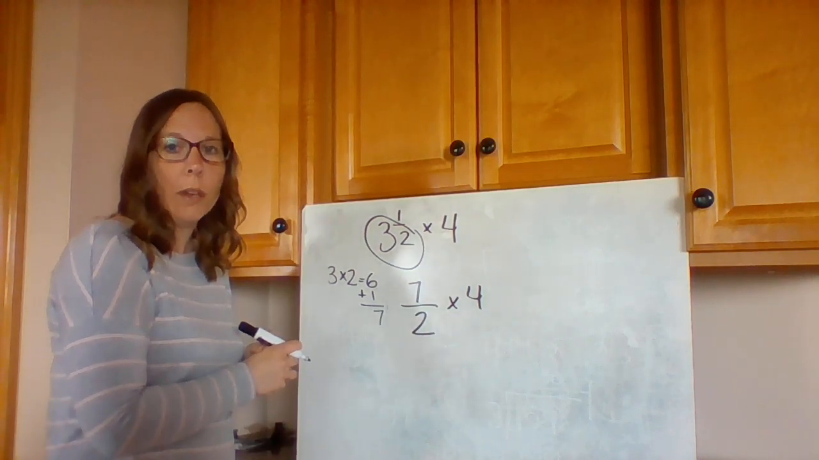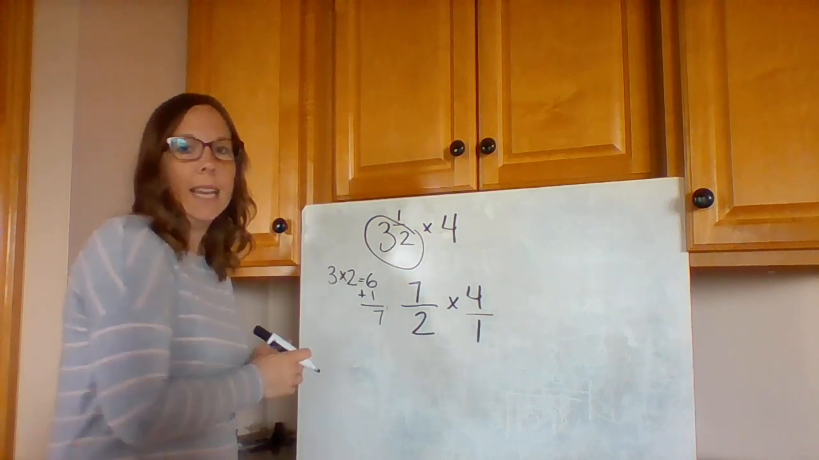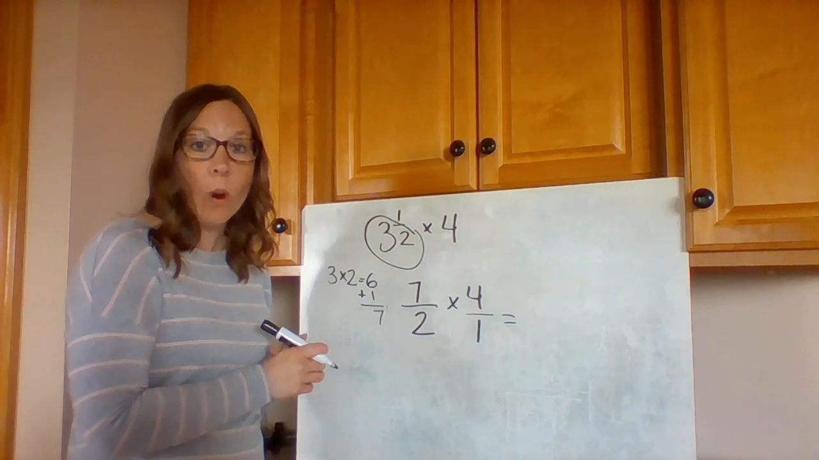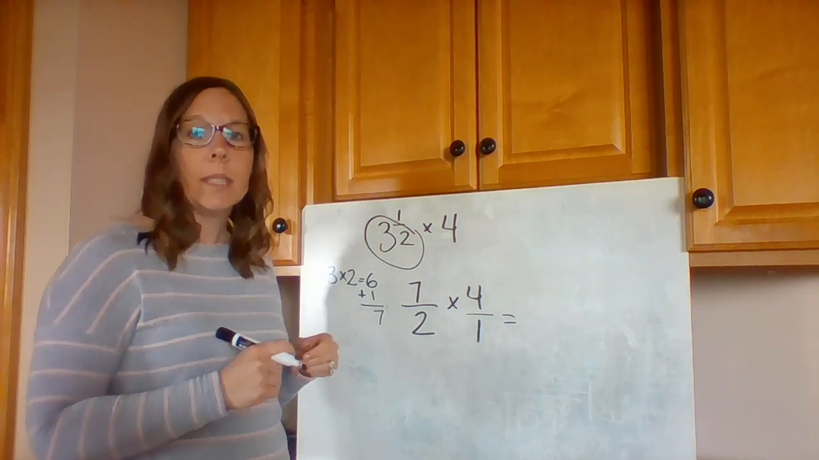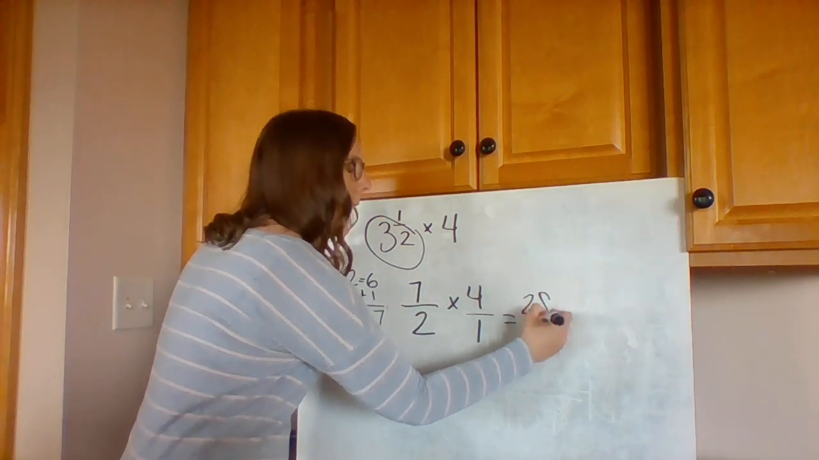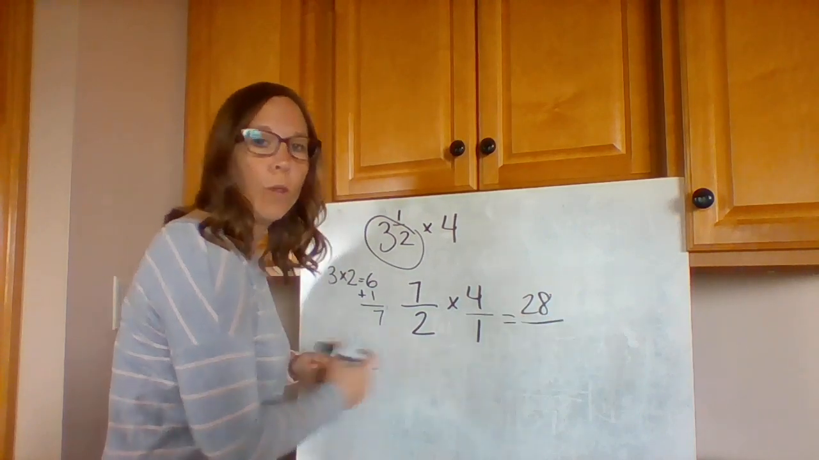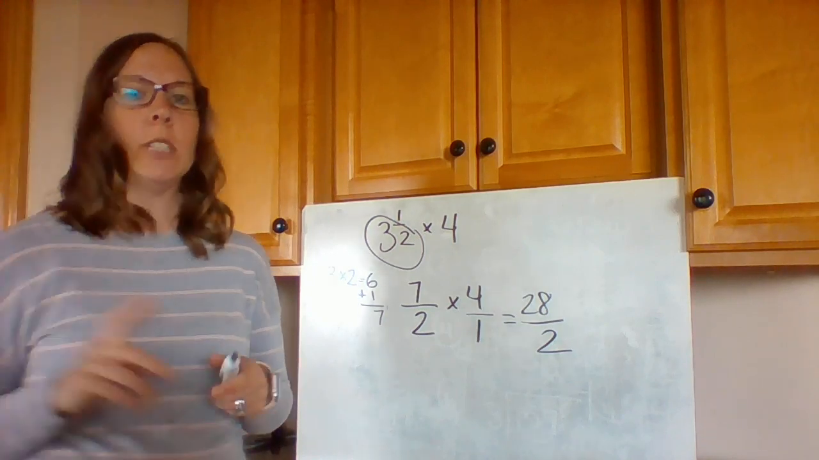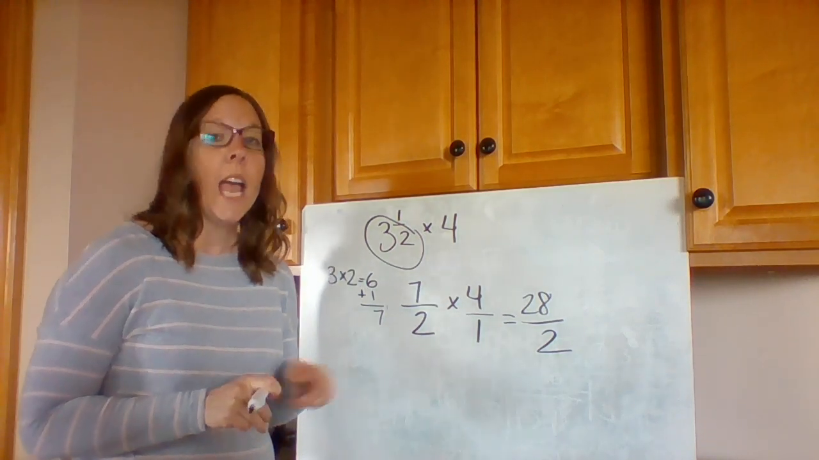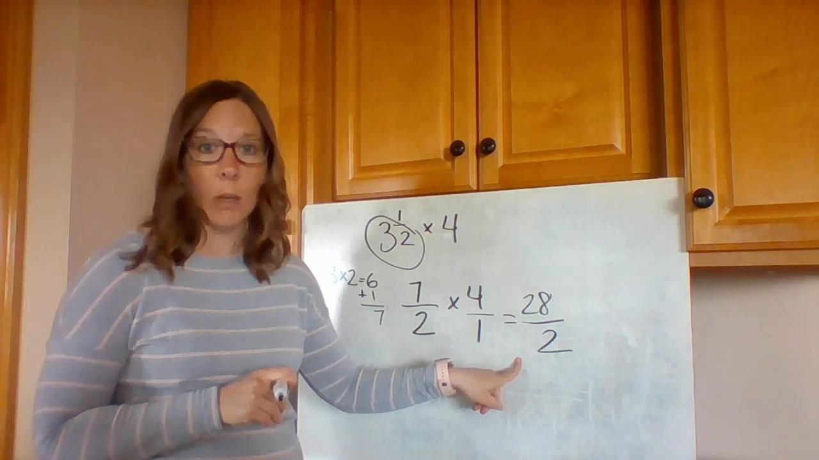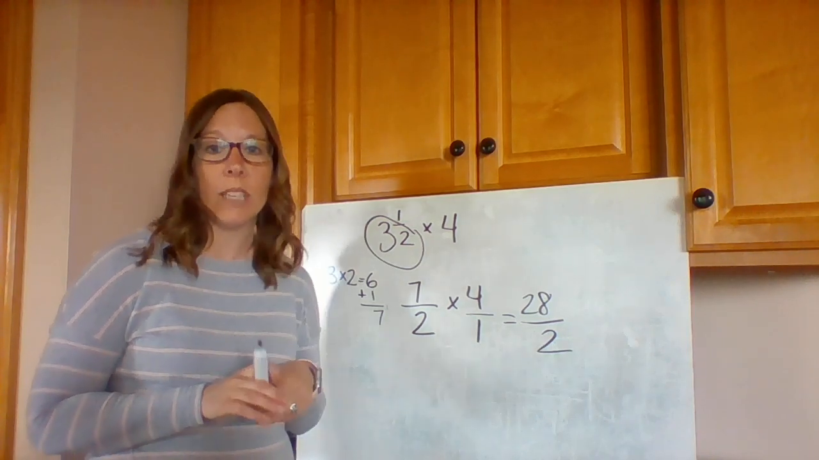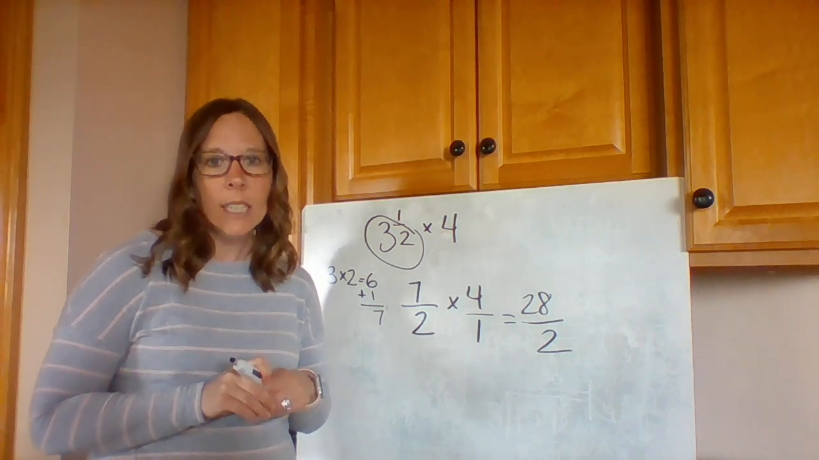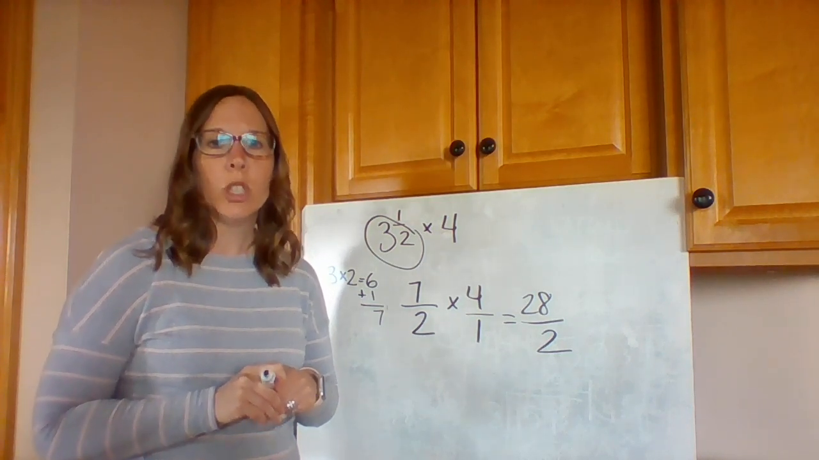Remember, you can put your whole number over 1. Now, we're going to multiply straight across. What is 7 times 4? If you don't know, use your resources. 7 times 4 is 28 over 2. Now, that is an improper fraction, so we need to convert that back into a mixed number. If you leave it like this, it's still right, but I would like you to attempt to put that into a mixed number. So I have to ask myself, 2 times what gets me closest to 28?